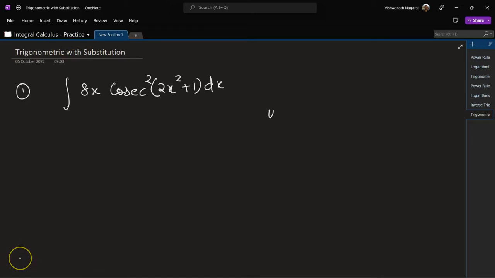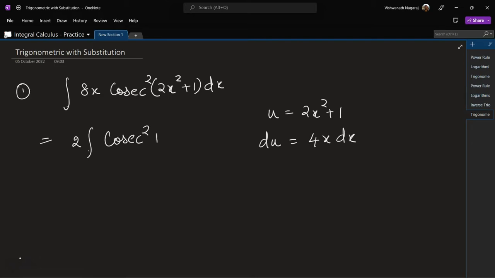Okay. Let's do the substitution of u is equal to 2x square plus 1. Its derivative would be du is equal to 4x dx. Now we want 4x dx, so let's take out 2. So this cosec square 2x square plus 1 becomes cosec square u, and 4x dx becomes du.